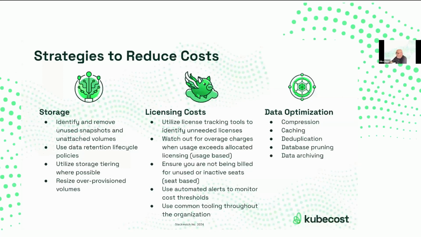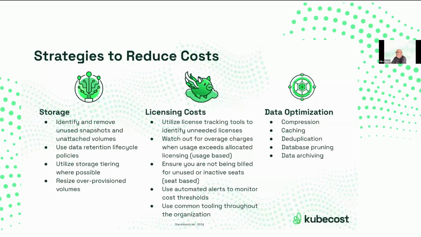Couple of other areas that we can look at in terms of reducing costs are going to be with licensing and data optimization. Licensing is kind of interesting. So there are license tracking tools out there to help you identify licenses that you're not using. There's a lot of great open source tools out there. So typically, a lot of organizations are now looking towards more open source solutions. So that's one thing that you can look at in terms of reducing licensing costs.